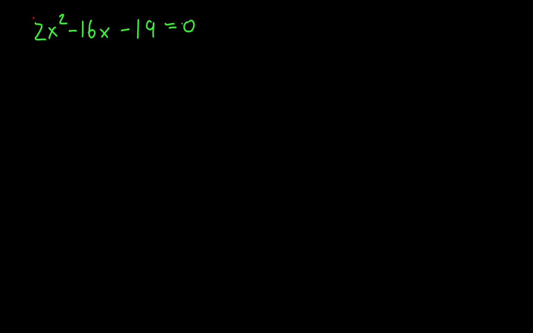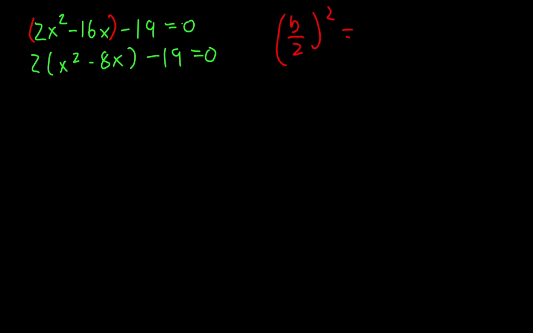So once again, my first step is going to be to put brackets around ax squared plus bx. And in this example, a is actually not equal to 1, so I have something to factor out. I factor out the 2, and I'm left with x squared minus 8x inside the bracket. And now I'm going to do the same thing of adding and subtracting b over 2 squared. Once again, b is negative 8 this time, so negative 8 over 2 is negative 4. Negative 4 squared is once again 16.